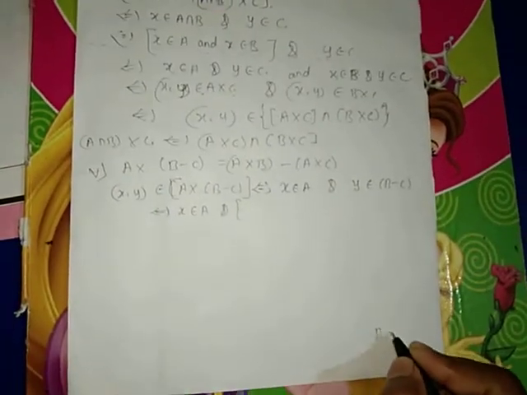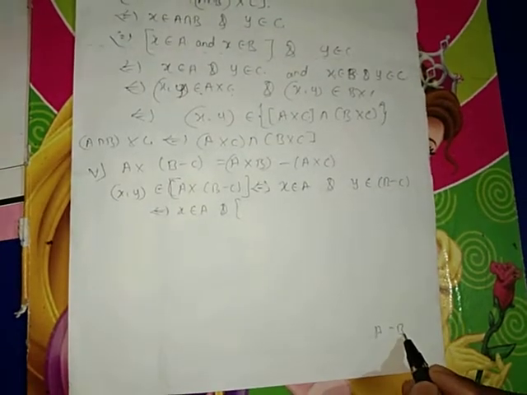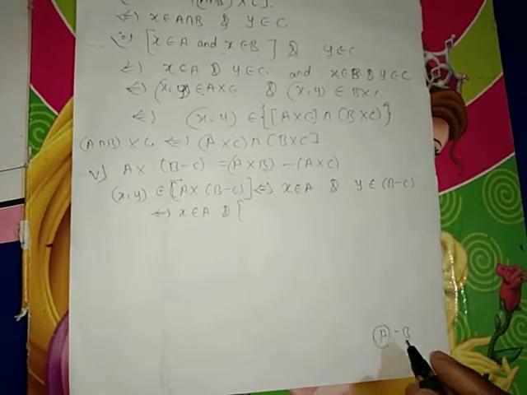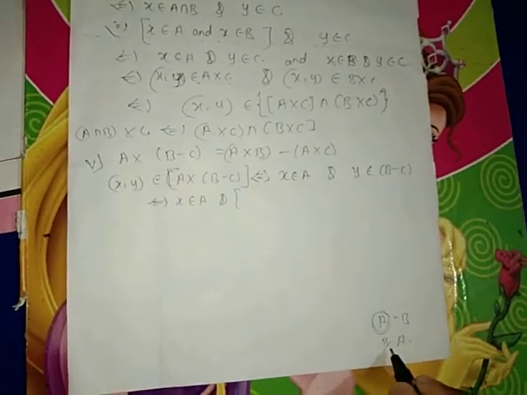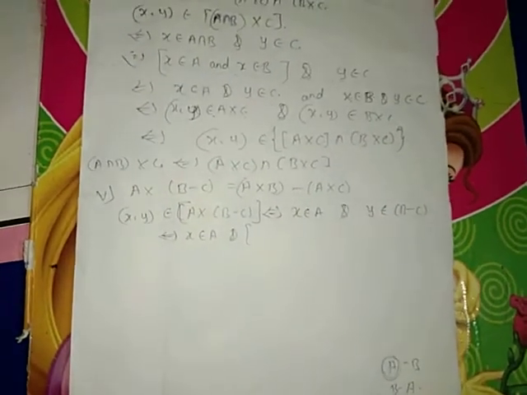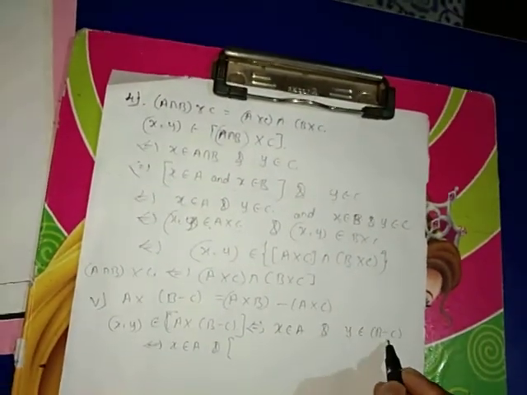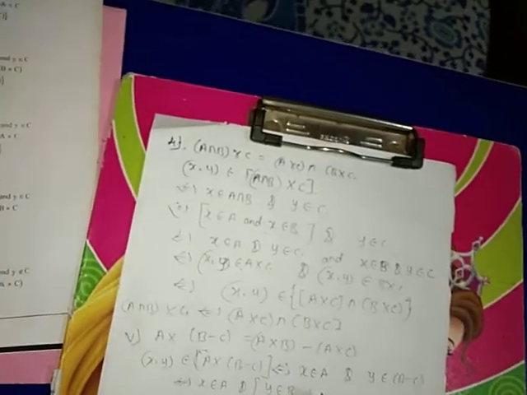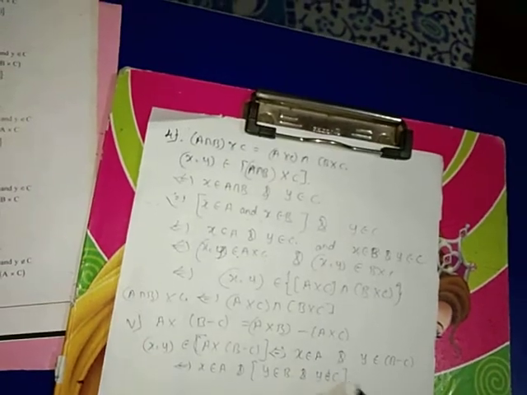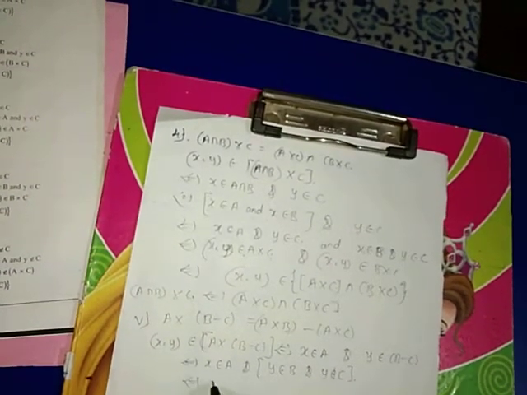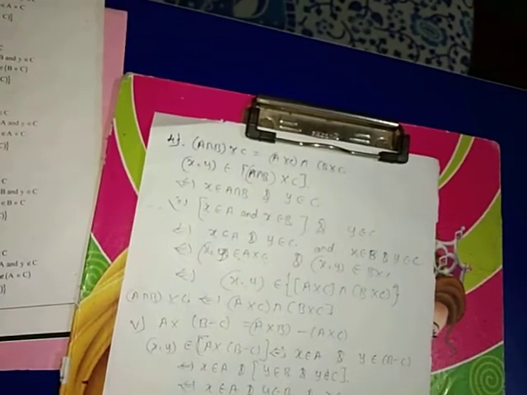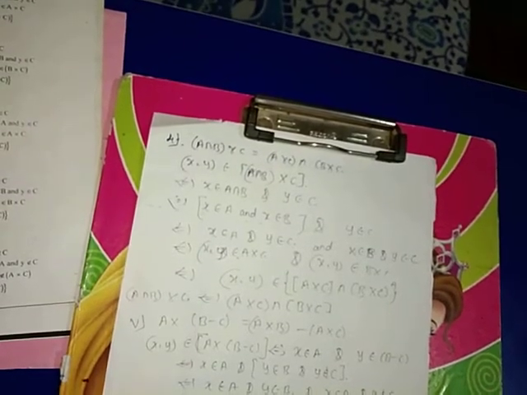First we have to know that in the subtraction of the two sets, A minus B indicates the element which belongs to the set A only, not the set B. Similarly, B minus A means the element which belongs to the set B only, not A. According to the definition, y belongs to B minus C indicates that y belongs to B only and y does not belong to the set C. So we just have to open the bracket here. x belongs to A and y belongs to B, and x belongs to A and y does not belong to C.